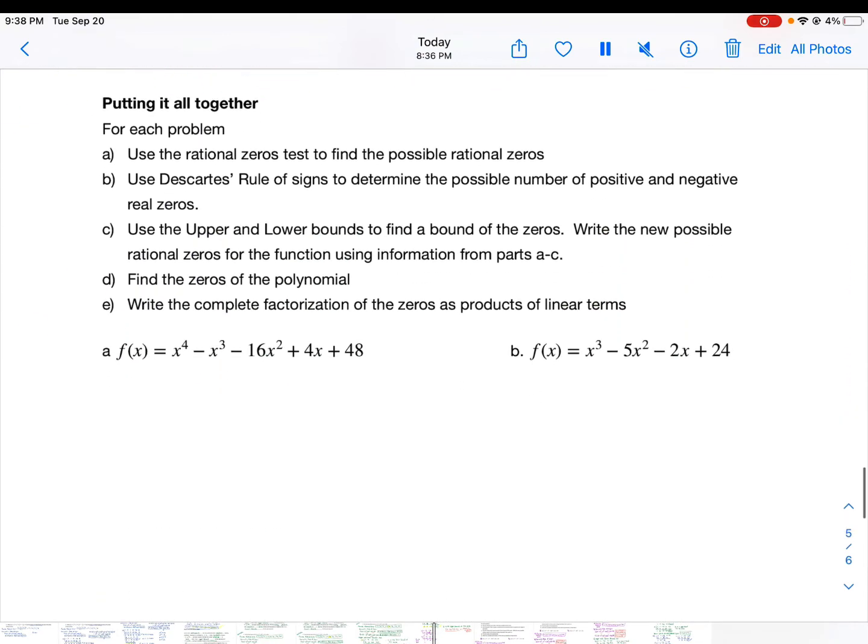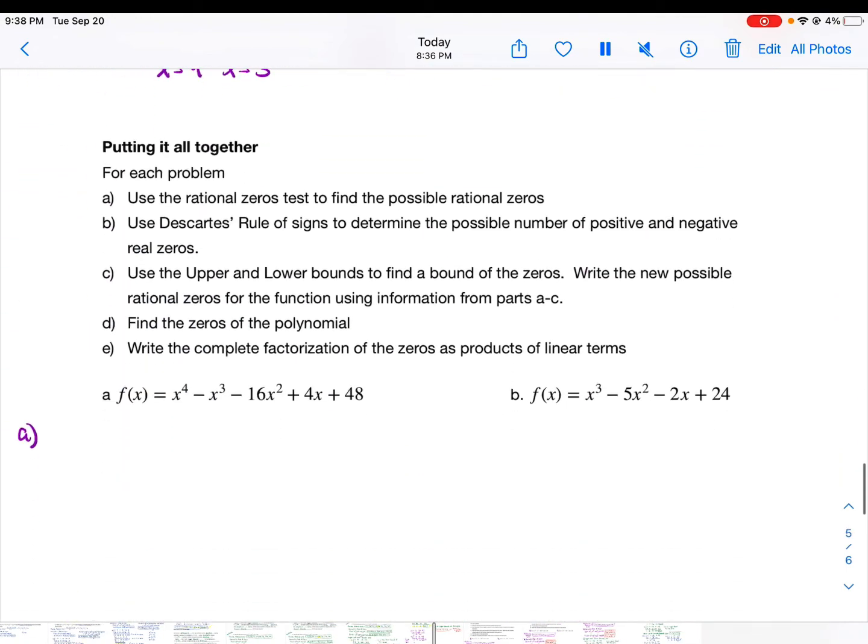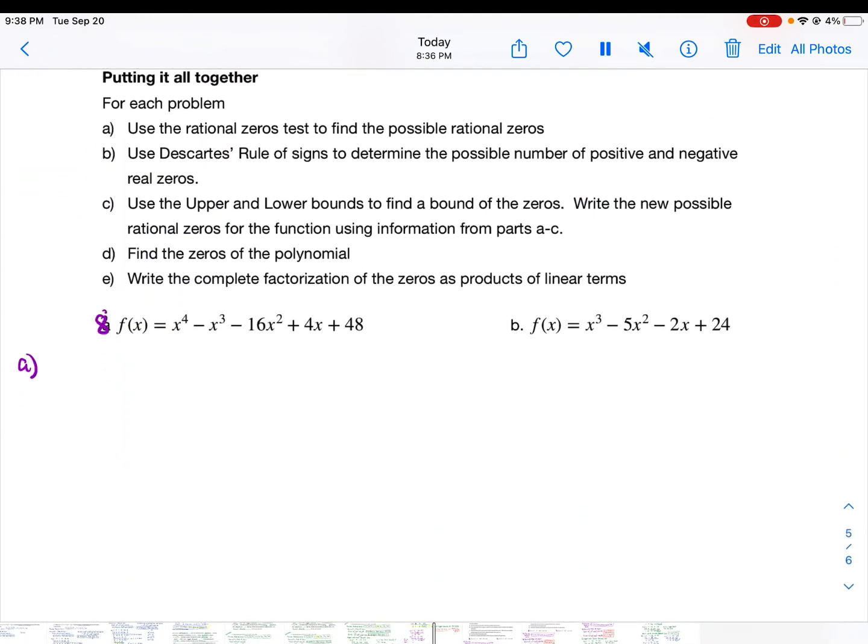All right, what we just did in that example is putting it all together. On your quizzes and tests, sometimes I'll leave it as the last question, just find all the real zeros, and you have to know to do the steps, or I will lay out the steps like I did here in steps A, B, C, D, and E. So sometimes I'll give you the steps, sometimes I won't. So here I'm giving you the steps.